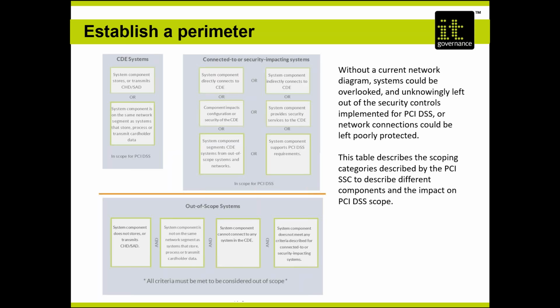And you're going to end up with three groups: systems in the CDE, which store, process, or transmit cardholder data; systems that are connected to or touch that environment, which whilst they don't necessarily have cardholder data moving through them, could impact them. If any of those systems are compromised, then they could compromise the CDE, or if they're a firewall, they will provide that level of protection at the perimeter. And then you've got, hopefully, a large number of systems that are out of scope that wouldn't interact with the environment.